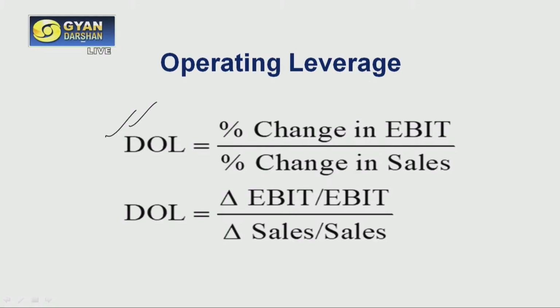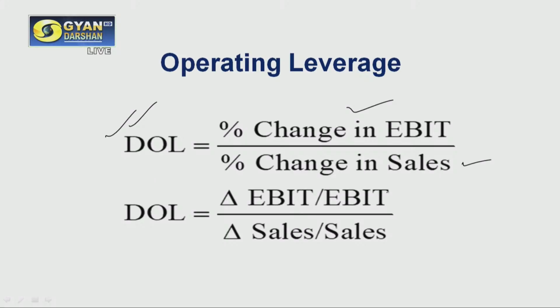So when we have seen the formula of leverage, it talks about percentage change in dependent variable upon percentage change in independent variable. So in our case of operating leverage, the dependent variable is EBIT, and this has to be divided by our independent variable, which is sales. So this is how we can calculate the operating leverage. This may be represented with the help of this formula, where percentage change in EBIT has to be divided by percentage change in sales.